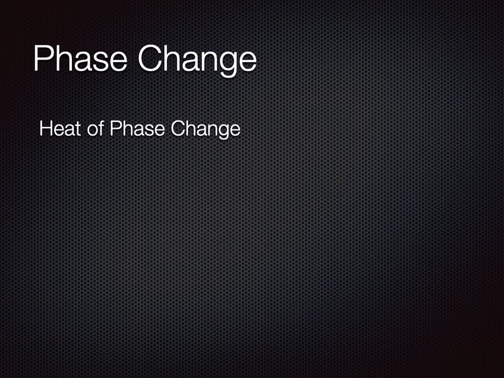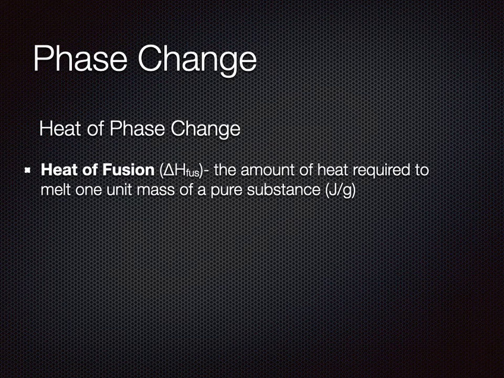When we talked about temperature changes, we talked about the specific heat, which is essentially the heating rate of pure substances. When we talk about phase changes, we're going to talk about the heat of phase change. So an example of that would be the heat of fusion, delta HFUS, which is the amount of heat required to melt 1 unit mass of a pure substance. We don't properly measure that in terms of a final and initial. It just means the change in the energy of a system when we say delta H.